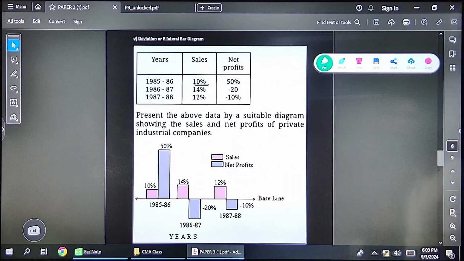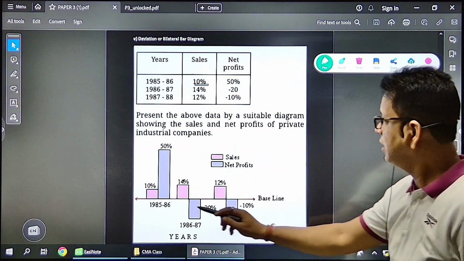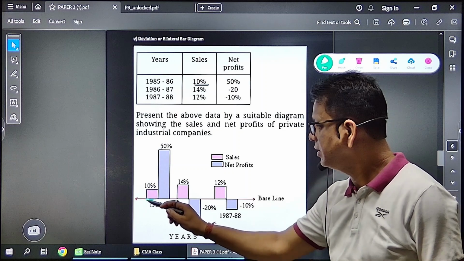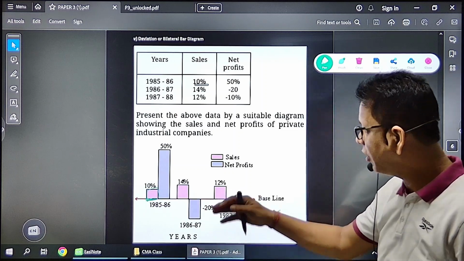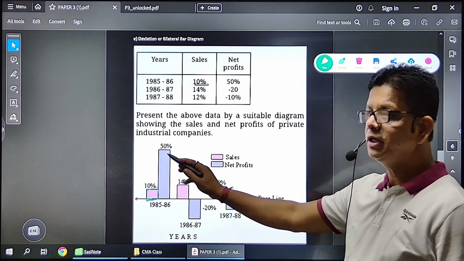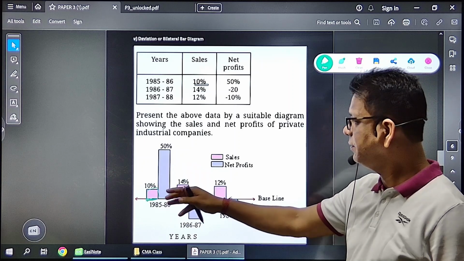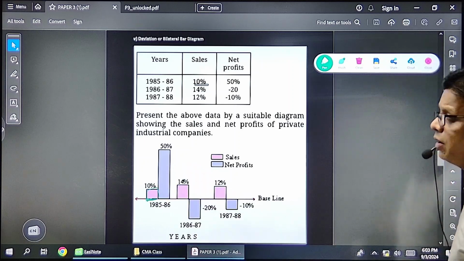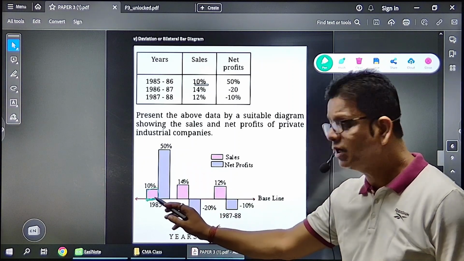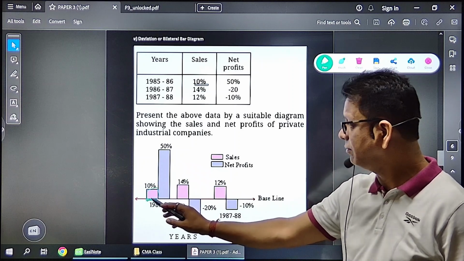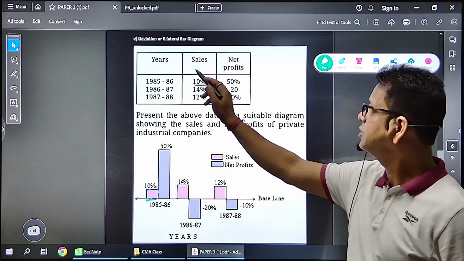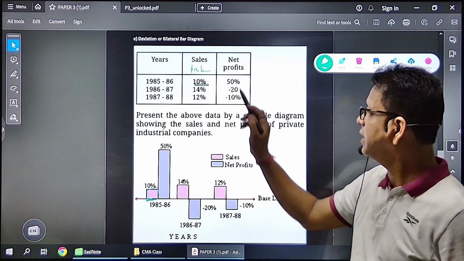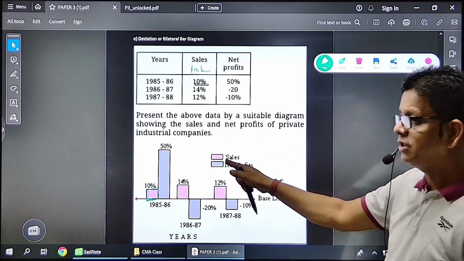Now, 10% was the sale in 1985 to 86. From that sale, profit earned is 50%. Getting it? That means huge profit is earned. Now this first pink graph, whatever is drawn, that bar shows the sale. So this pink color one is the sale. It's written also here.